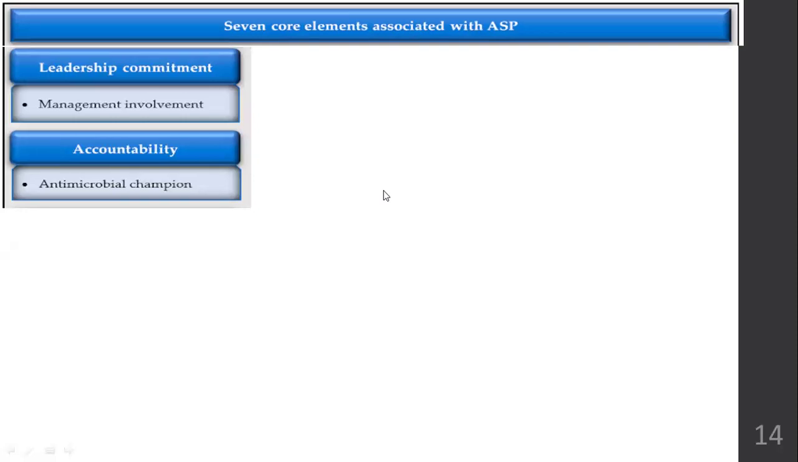So the first element is leadership commitment and accountability. A single leader should be responsible for the program outcomes. Usually, it is the chairman of the hospital or the senior most microbiologist. Either of the two is the leader of this program.